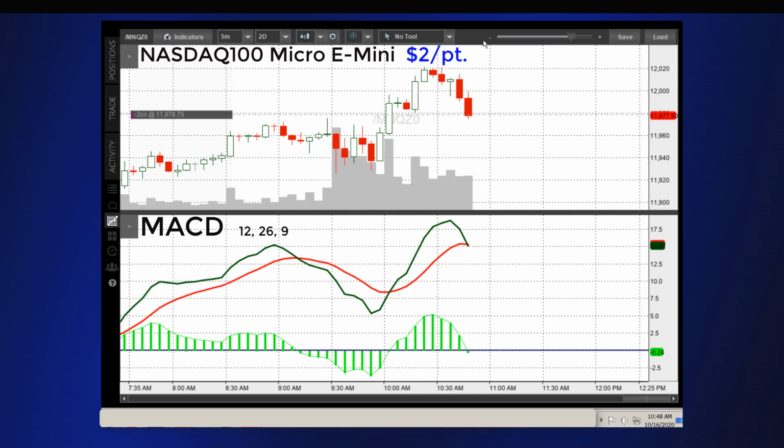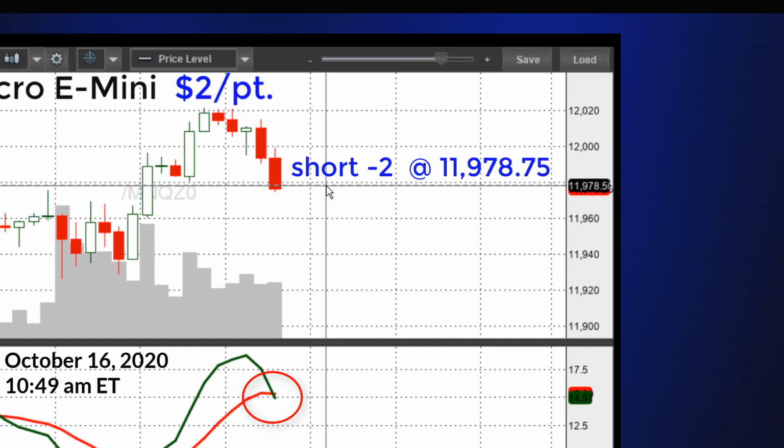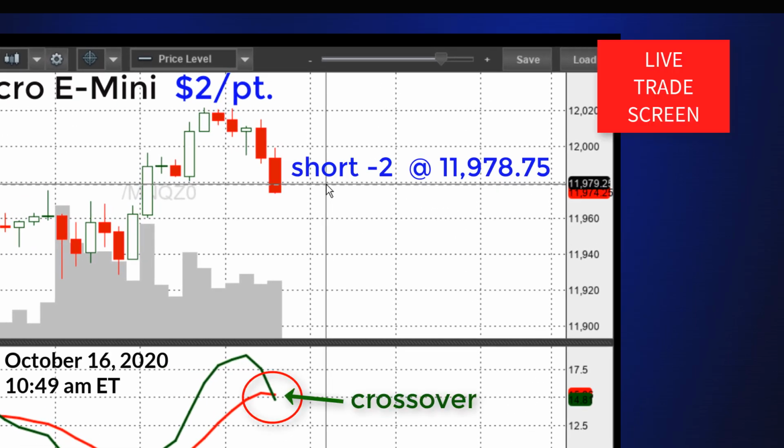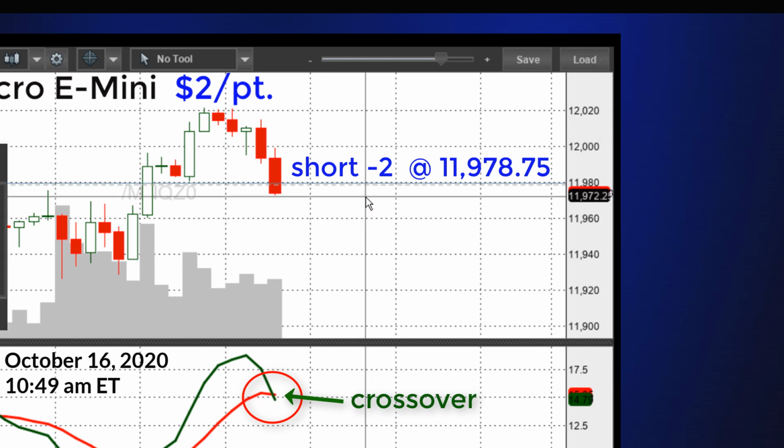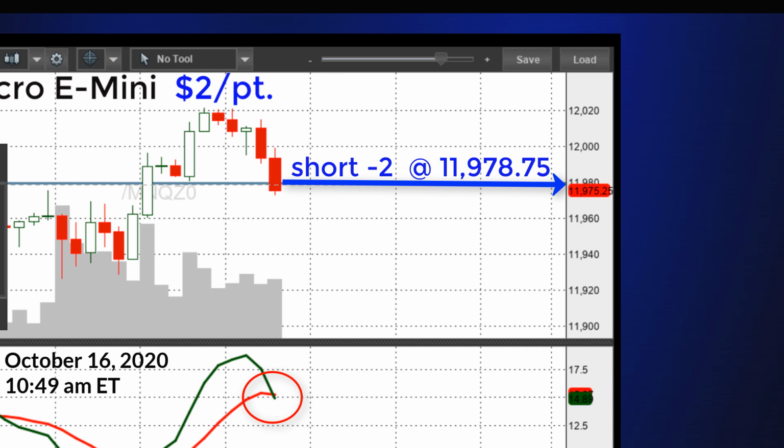I started the recorder right after I placed this trade, and I had just shorted 2 of the NASDAQ100 Micro Eminis. You see the crossover there where the green is just now dipping below the red line. And this trade is favorable right from the get-go, as I'm going to show you here.